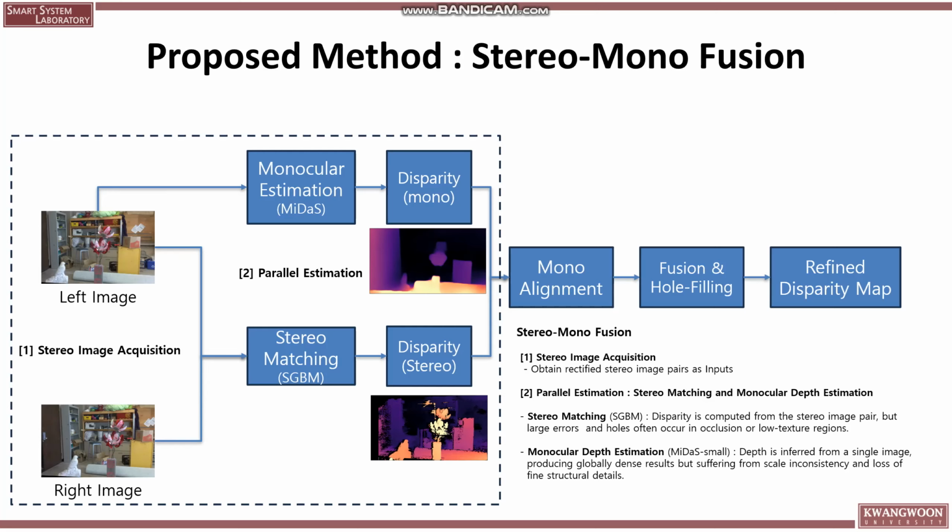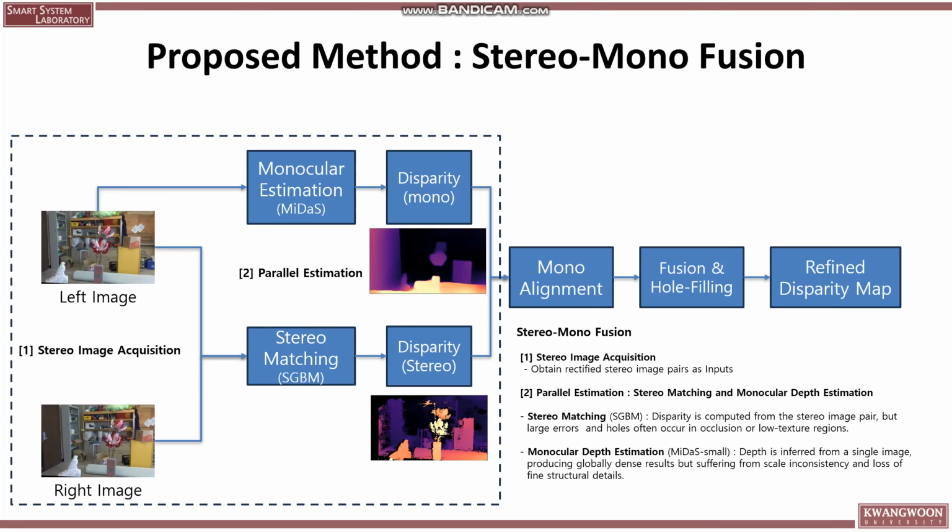Now I will explain our proposed method to solve this problem. This diagram shows our overall pipeline. First, in step 1, we acquire a rectified stereo image pair as our input. Then, in step 2, we perform estimations in parallel.